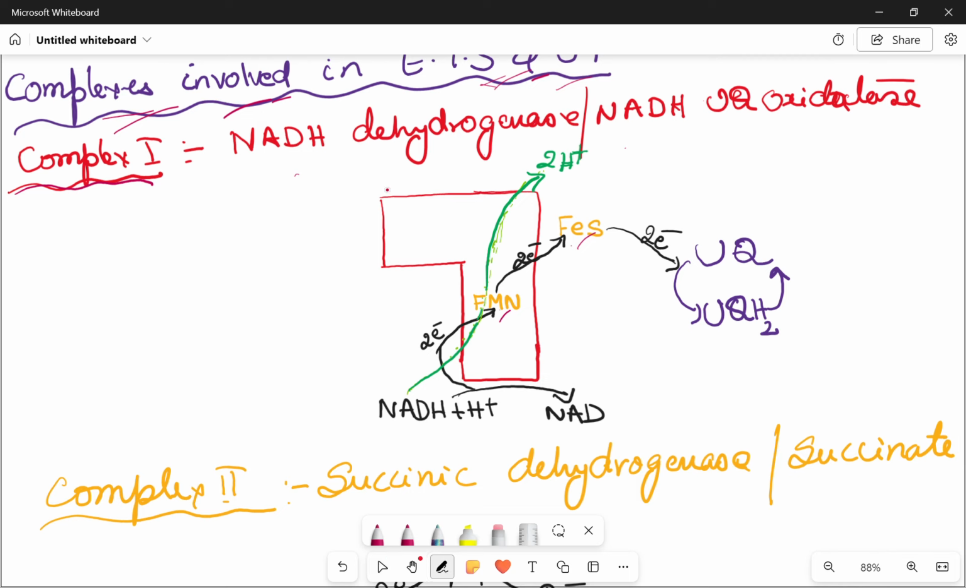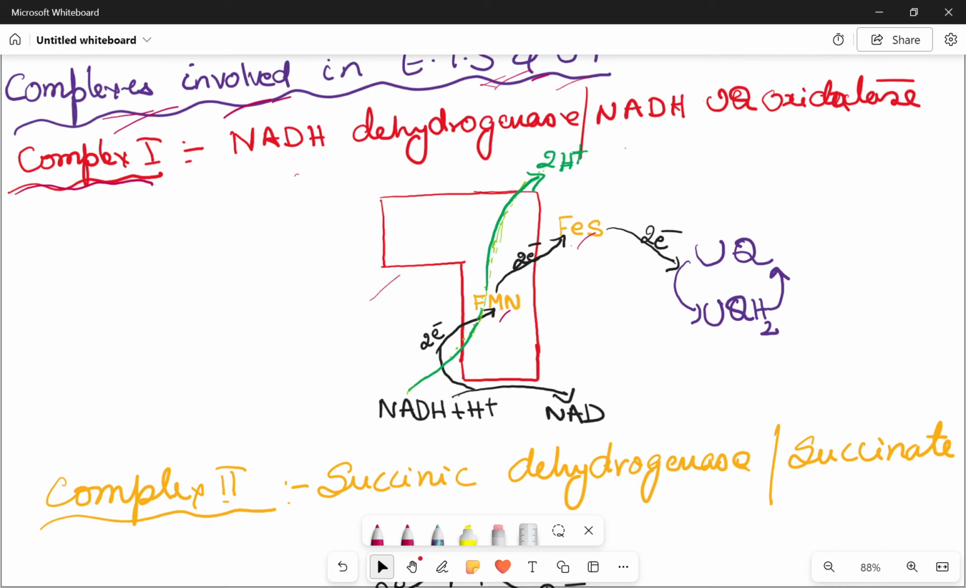At the same time, protons are also released from this NADH2 and it becomes NAD. I am showing here 2 protons. In our NCERT books, there are 4 protons. For 2 electrons, 4 protons come out. Those are the free protons which are present in the matrix. Those also come out into the intermembrane space, the perimitochondrial space. Remember this.